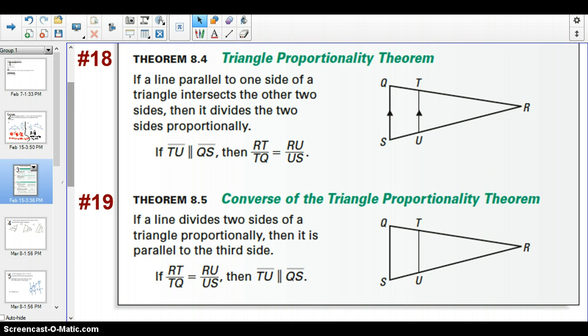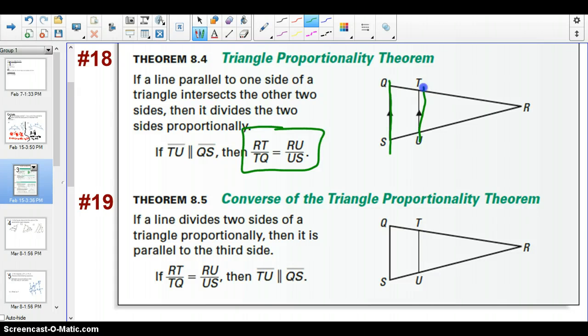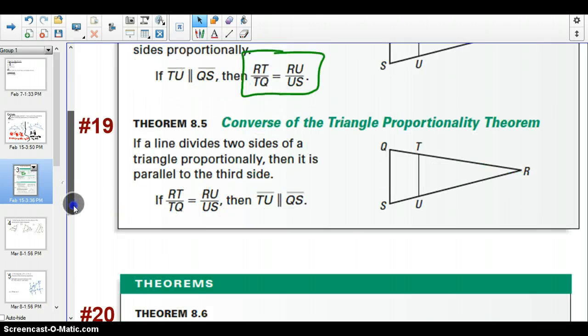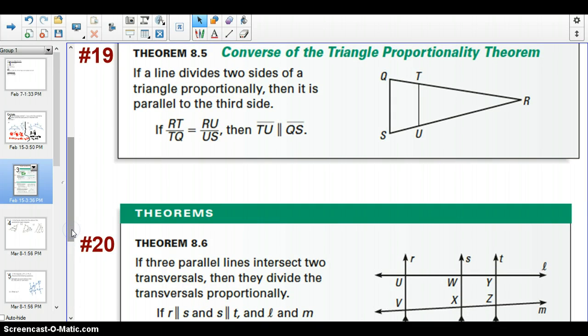Here's the first one, triangle proportionality theorem, which says if you have these two pairs of parallel lines, TU and QS, then inside of a triangle, it creates some sides and some ratios in the triangle. So you can know that RT is proportional to TQ, and that ratio must be equal to RU over US. And we'll look at a few examples like that. Basically, those parallel lines make a lot of different ratios and proportions that are useful.